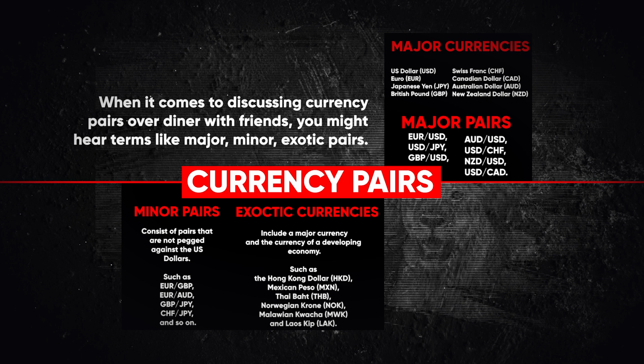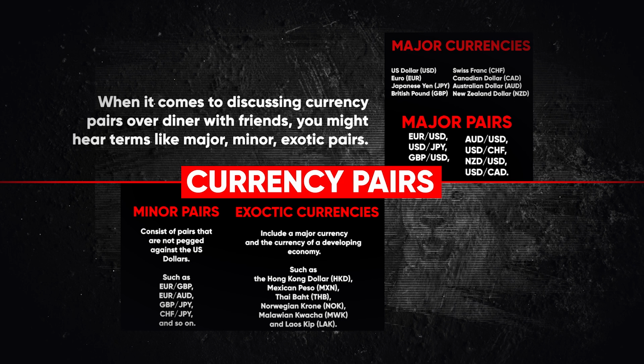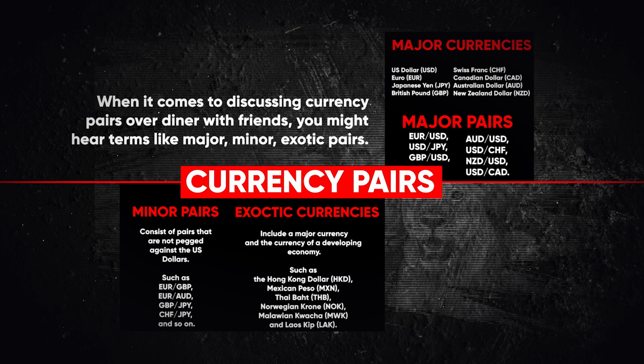On the other hand, you have minor pairs that are also called cross currency pairs. They consist of pairs that are not pegged against the US dollar, such as Euro Pound, Euro Australian Dollar, Pound Japanese Yen, and so on. Despite the fact that the major currency pairs are the most liquid Forex pairs, minor currency pairs also have significant trading volume, which makes them suitable to trade. But with low liquidity, obtaining prices can be difficult in the markets, which can result in considerable trading losses if you happen to be on the wrong side of the market. That's why people prefer to trade major pairs.